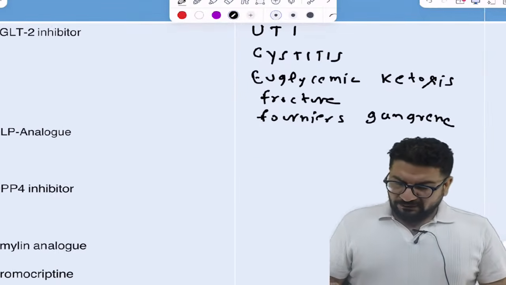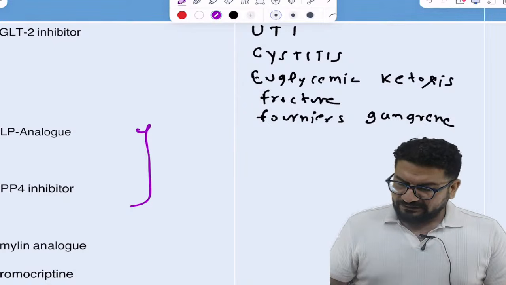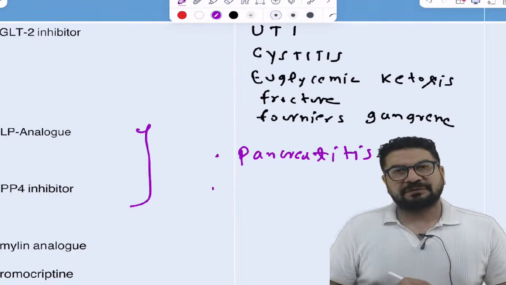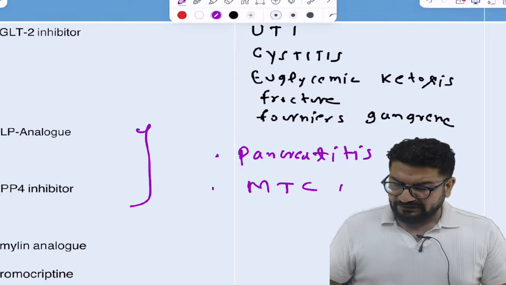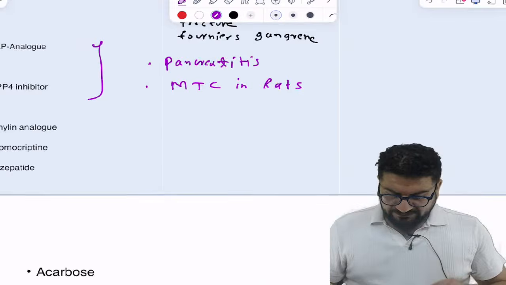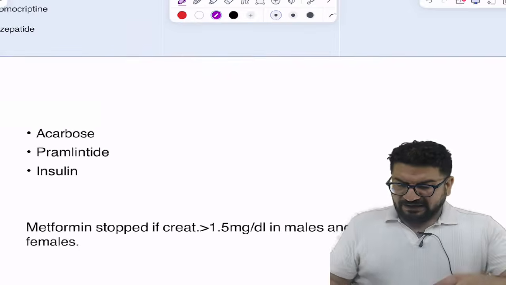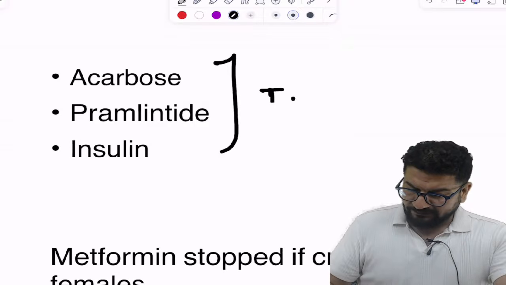Okay, now we have GLP analogs and DPP-4 inhibitors, so they will have a similar side effect profile. So they can lead to pancreatitis. They can cause pancreatitis, and with these drugs, remember, there is some risk of causing medullary thyroid carcinoma in rats. So they can cause MTC. Then we have tirzepatide, that is your Mounjaro. Okay, acarbose, pramlintide, insulin. These are those drugs which we can use in both type 1 and type 2 diabetes.